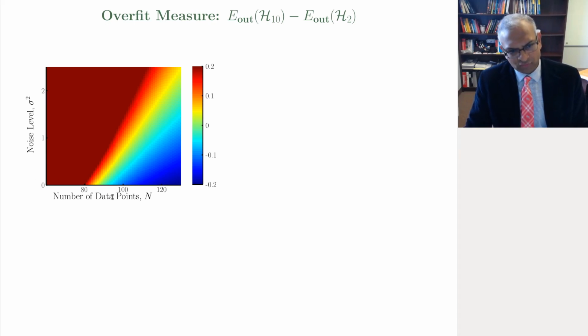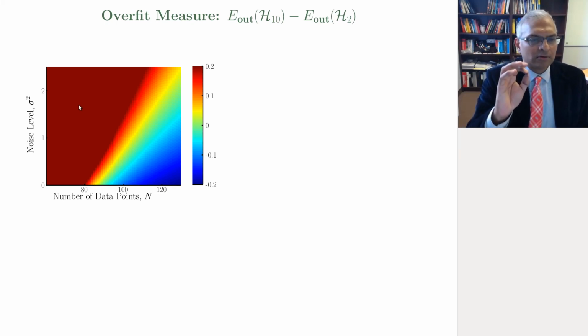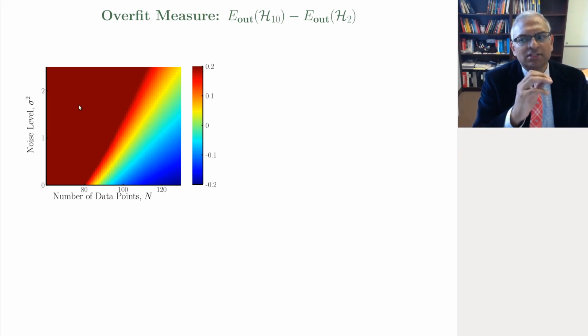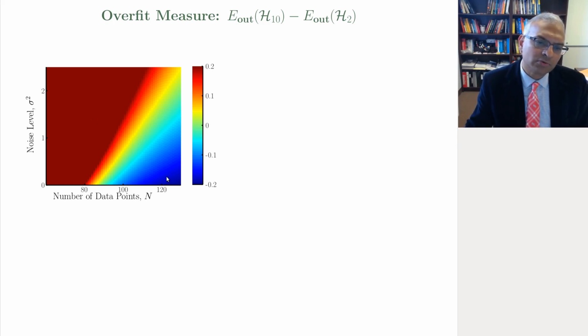If you fix the number of data points at 100 and start increasing the noise, the overfit measure gradually increases, and eventually flips over to positive, which means you're overfitting. So this deep red region is the region of severe overfitting, and this blue region is where there's no overfitting. In the deep red region, you'd rather choose your H2, the second order fit, over the 10th order fit, and in the blue region, you would rather choose your 10th order fit over your second order fit.